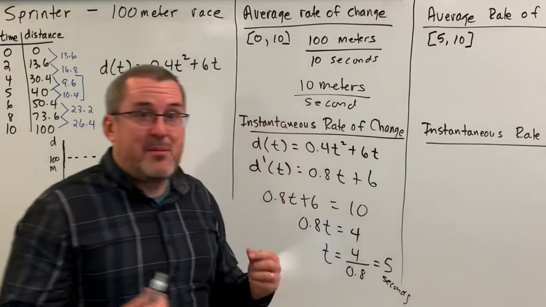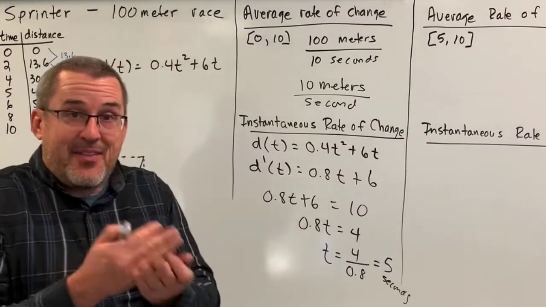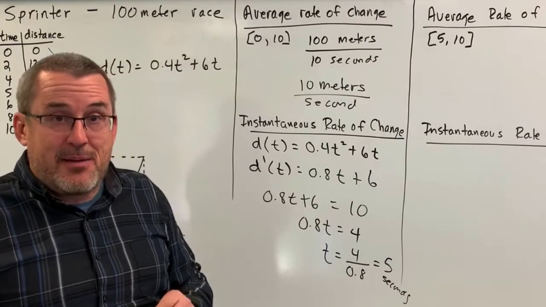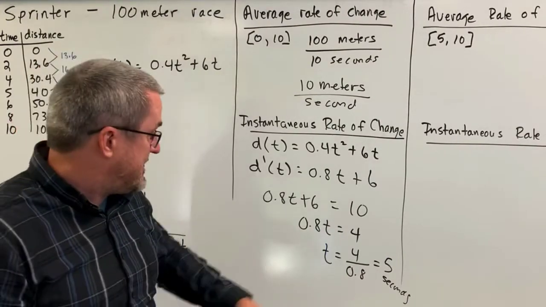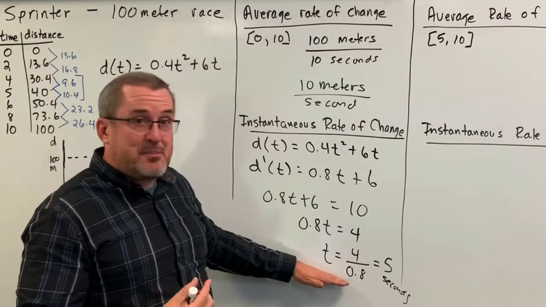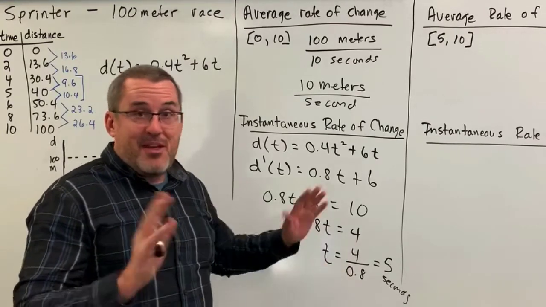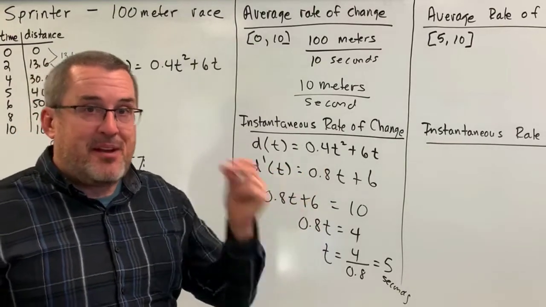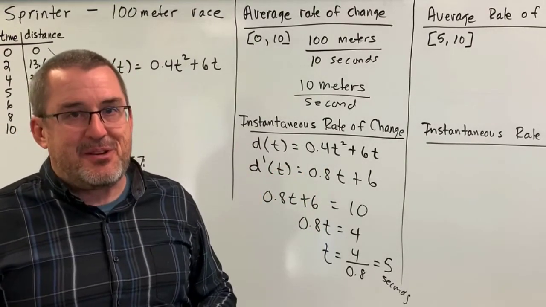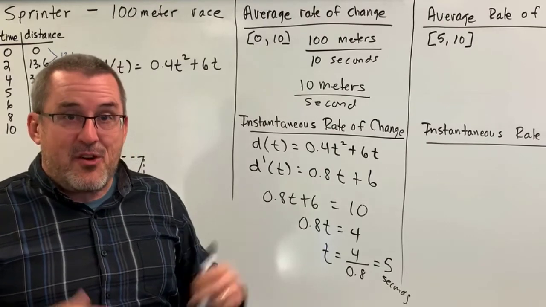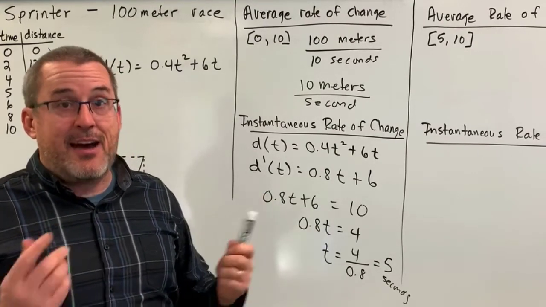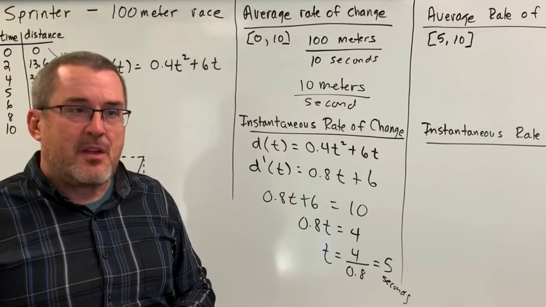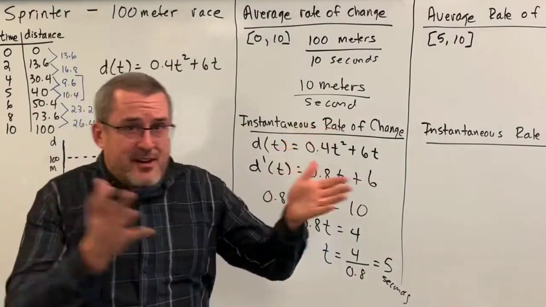So as we predicted in Desmos, exactly 5 seconds into the race, the runner will have accomplished a speed of 10 meters per second. Now that won't persist. As we see, the runner's speed is always changing, but at that instant, the speed is 10 meters per second, the same as the average rate of change over the entire race. Now we can do this for different intervals of time.